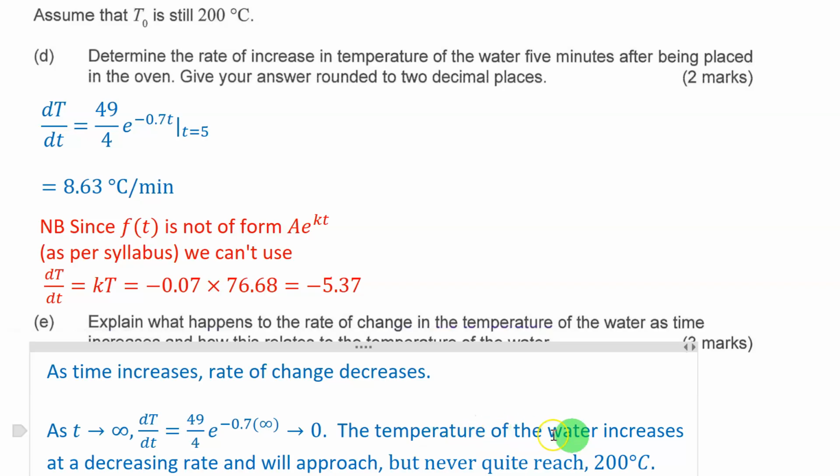And so the temperature of the water increases at a decreasing rate and will approach but never quite reach 200 on that one. So I'm guessing one of the 3 marks is for stating that the long-term temperature of the water in the oven will get close to but never quite reach 200 degrees.